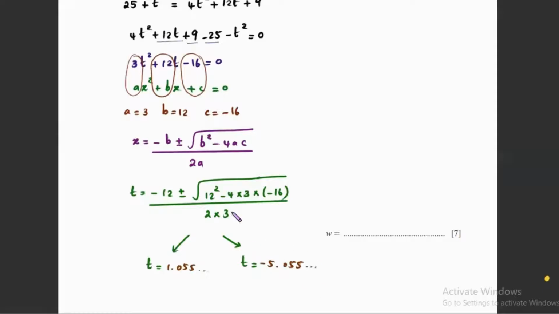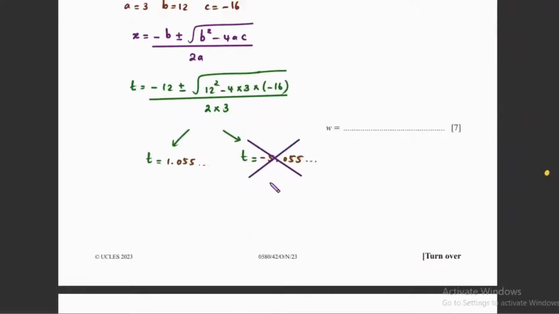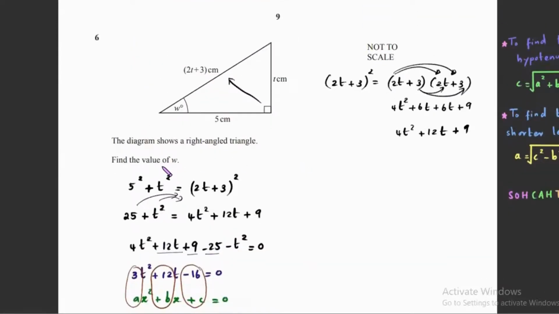But the negative value cannot be considered. The reason is, here t is a side length. So dimensions cannot be negative, or length cannot be negative. That's the reason why we cross this one out. So now I know that the value of t is 1.055. Now I need to find what w is.